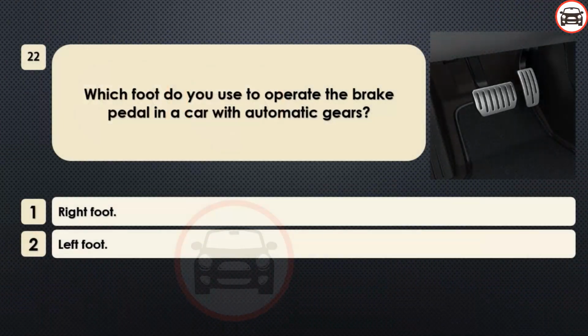Which foot do you use to operate the brake pedal in a car with automatic gears? 1. Right foot. 2. Left foot.